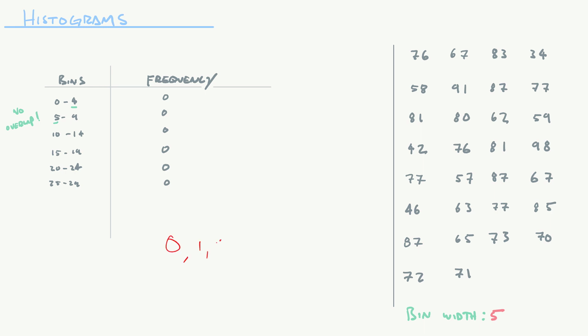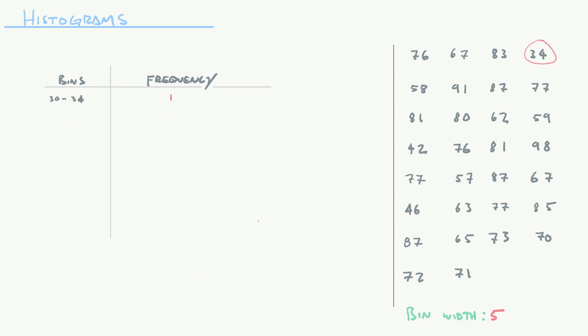0, 1, 2, 3, 4, that's 5 numbers, right? 5, 6, 7, 8, 9, that's 5 numbers. And there's no overlap between the bins. So a score would not be able to fit in 2 different bins. It's always just in 1. But anyway, there's no scores of any of this stuff. So the frequency is 0. So we're going to have nothing for the first part of our graph, just like the other one.